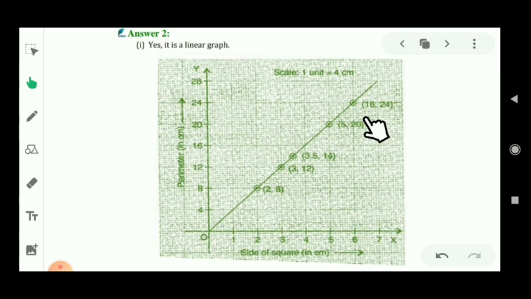And after making all the points, you have to join the line segments, and now you can see this line is straight, so we can say that yes, it is a linear graph. If the line will straight, that means this graph is a linear graph.